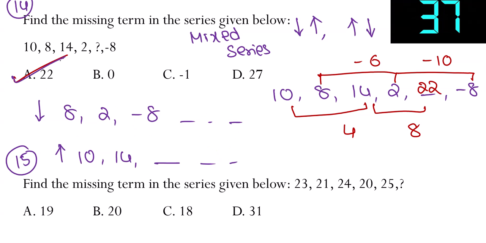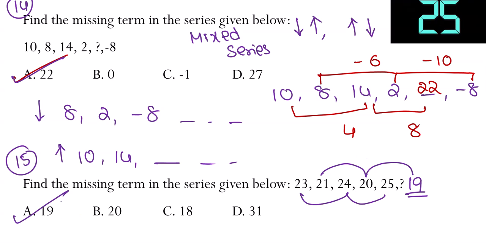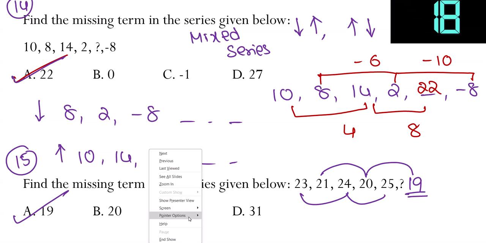The suitable is 22. Now here also similarly 23, 24, 25, 21, 20. Next expected is 19 here. 19 is expected: 23, 24, 25, 21, 20 and 19. Alternate series. This is also decreasing and increasing.